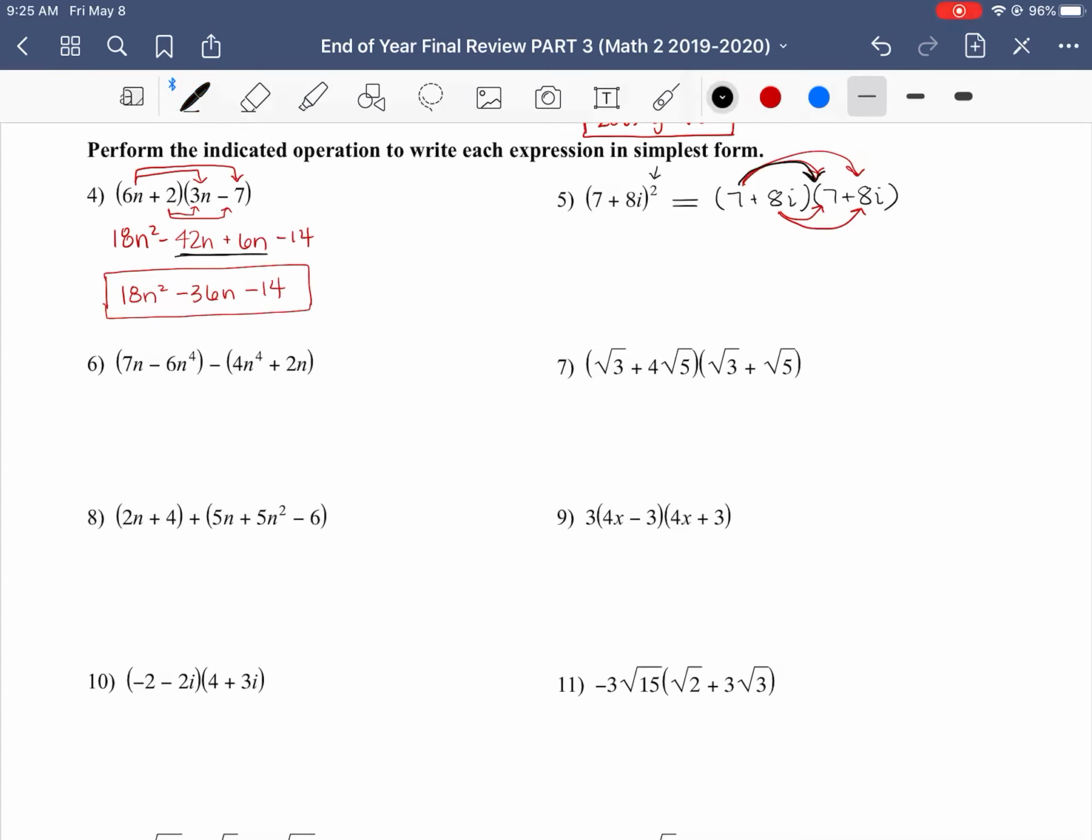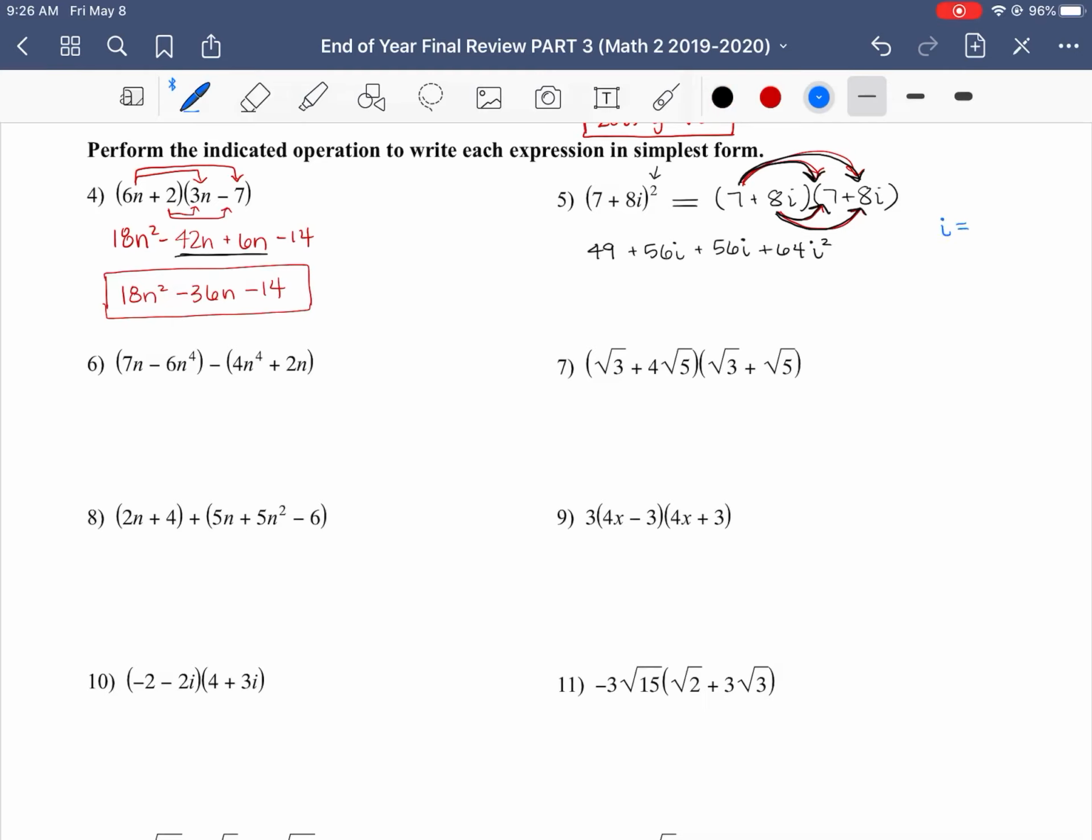Now I'm going to work this one out. This one has i's involved, so notice we go 7 times 7 to start with. Gives us 49. Then we distribute 7 times 8i. Well, 7 times 8 is 56, and there's an i there, so we're going to put an i with it. We then distribute the 8i to the 7. Again, 8 times 7 is 56, and there's an i. And then you have 8i times 8i, which is 64i squared.